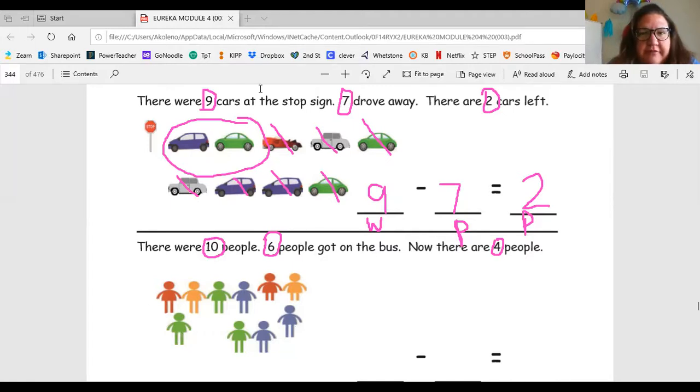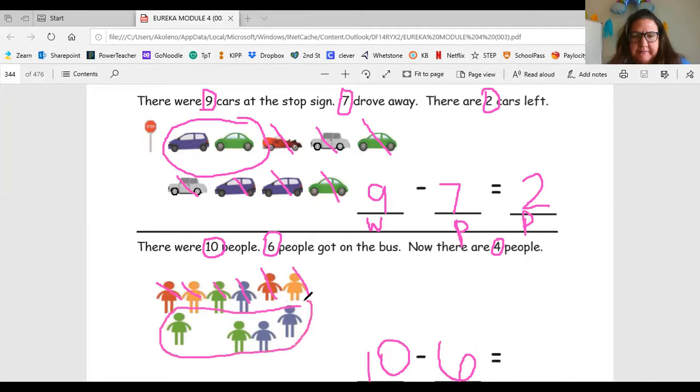But I do have something to draw with. 6 people got on the bus. If they got on the bus, that means some people are left not on the bus, okay? So if we have 10 and 6 went away, that means 10 is our whole. And 6 went away, okay? 10 minus 6. I have to cross off 6. 1, 2, 3, 4, 5, 6. Then I can circle how many are left.